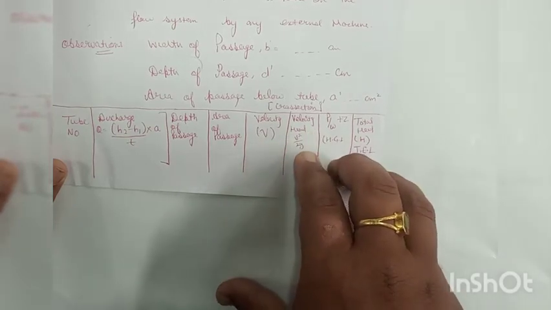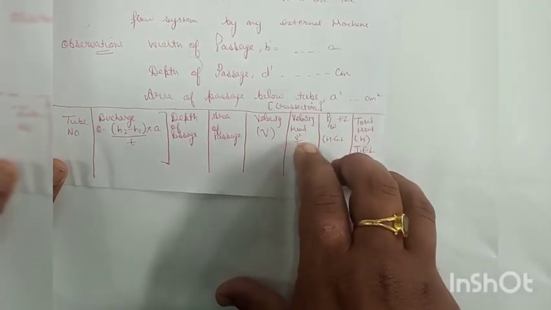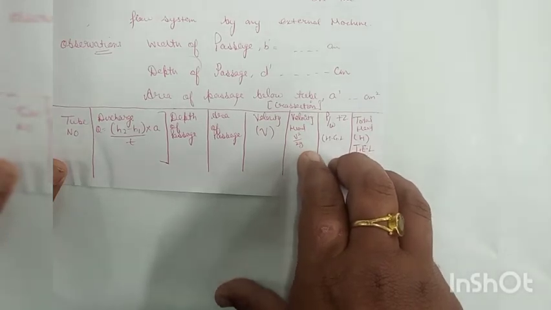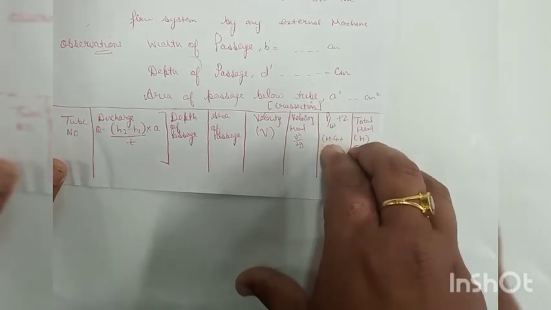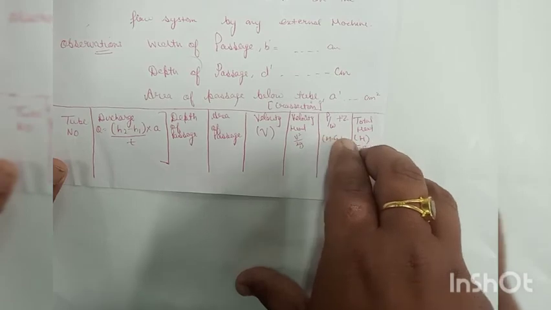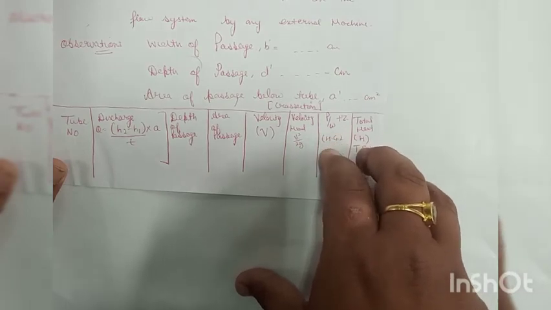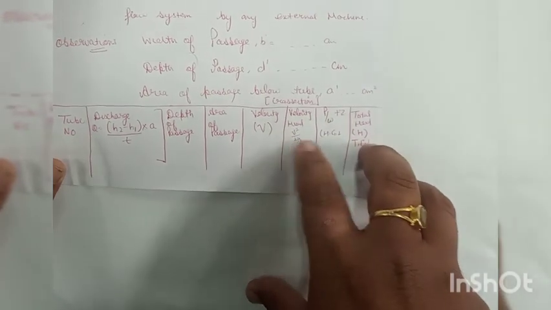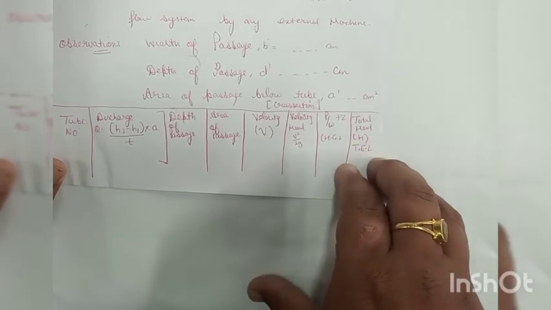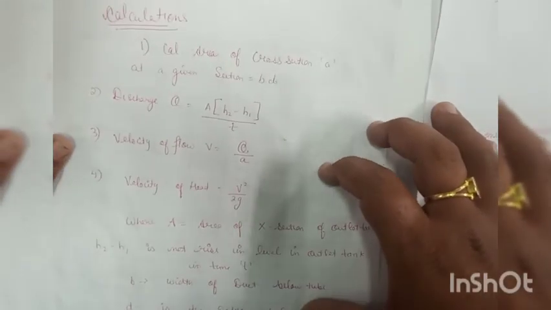And velocity head, as we calculated the velocity earlier, is V square by 2G, where G is gravity. P by W plus Z, these two together give us the hydraulic gradient line. And the sum of all the heads is equal to the total energy gradient line. And next calculation is, and these are the formulas.